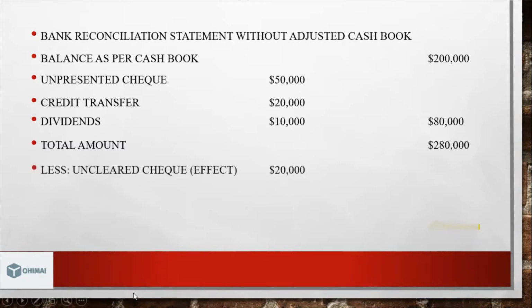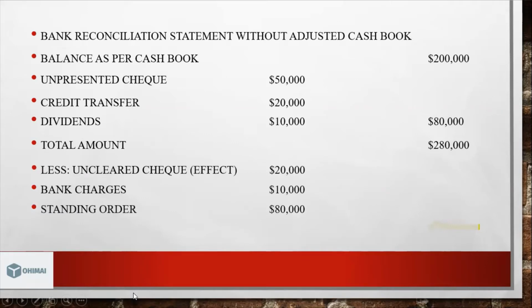You now less uncleared checks or uncleared effects. This is a bank check that passed through the clearing system but has not yet cleared. It appears on the debit side of the cash book. You less it. Bank charges. This is the money deducted from the entity's account by the bank itself to cover the cost of looking after the account. $10,000.